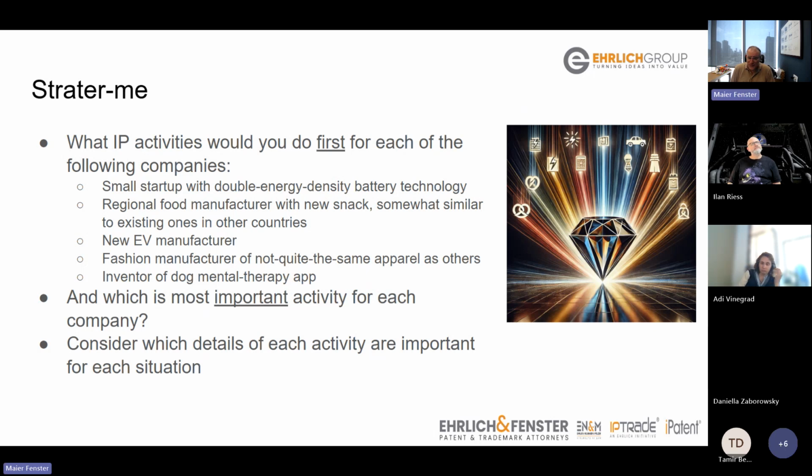Okay, obviously each one of these companies is very, very different. And that also means that the problems are different, and it also means that the first activity you might want to do is different. And I'm asking you, which one would you do first? And which one do you feel is most important for each one?